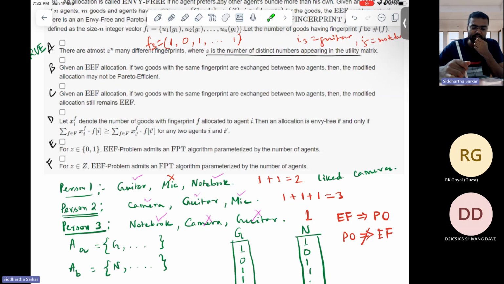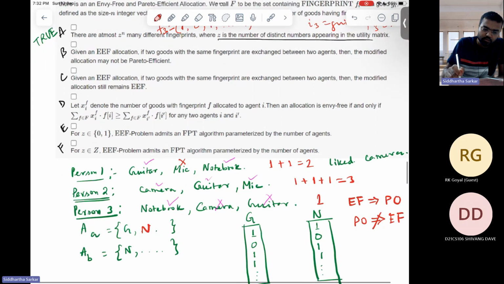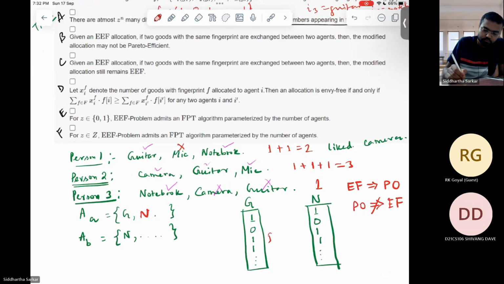For example, in this case, if agent A had also got a notebook along with a guitar, then with this fingerprint, agent A has got two objects. So X_i for this fingerprint would be X_A for this fingerprint. Let us say this fingerprint is called F. So X_A^F would be 2 in this case.